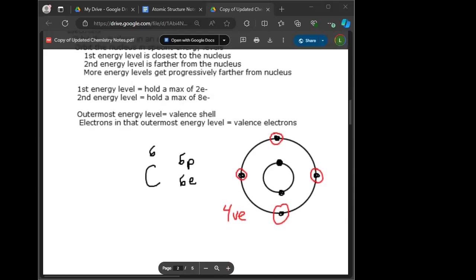Now, the way to calculate the valence electrons, like how are we supposed to know what the valence electrons are? So first of all, we could calculate it by hand. That's actually what I did with the carbon. So let me show you how to find the valence electrons by hand.